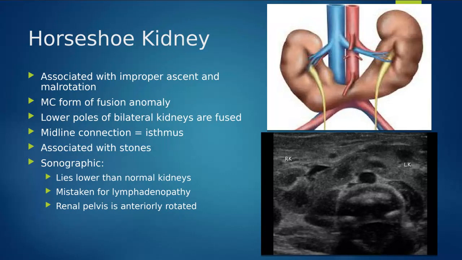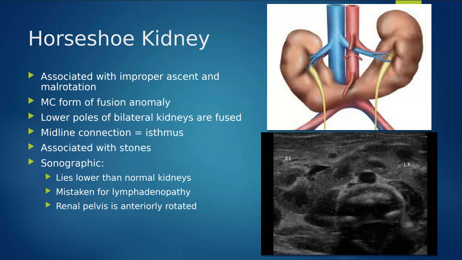These patients are going to have a high association with kidney stones. On ultrasound, we are going to see this fused kidney lower in the pelvis than we would obviously see them in the flanks. Because of this low position and the shape they take on with this malrotation and fusion, they're going to look like a lymph node. So we can sometimes confuse this with lymphadenopathy in the pelvis.